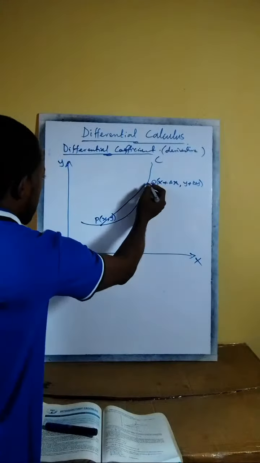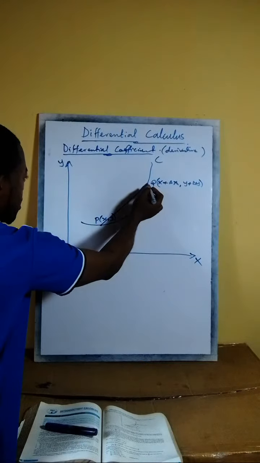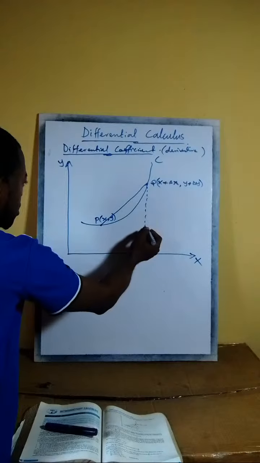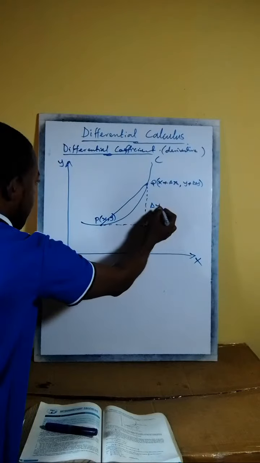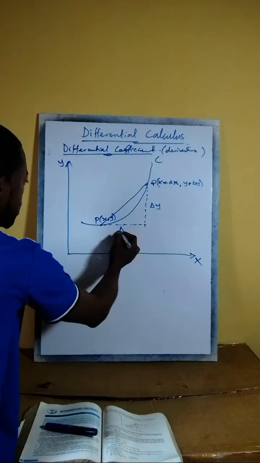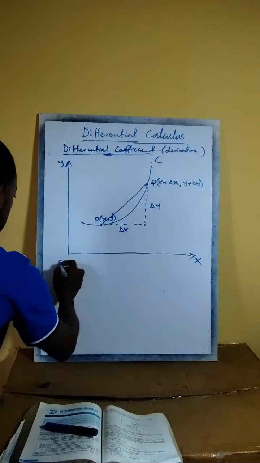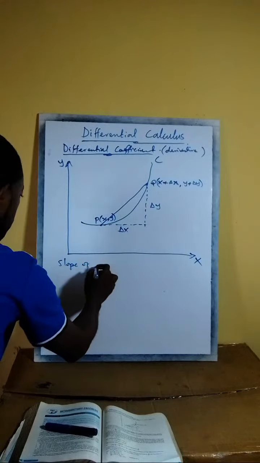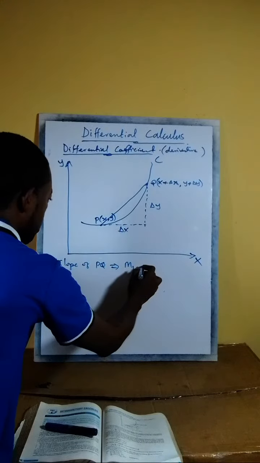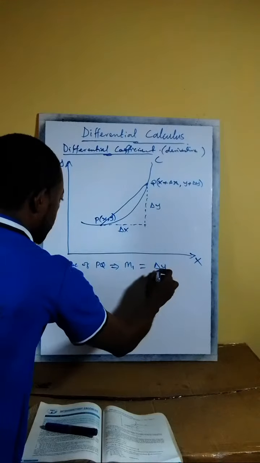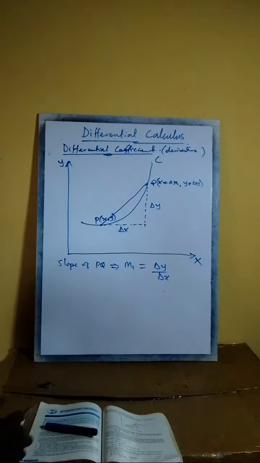Here we can get the slope of this line. The slope of this line is given as change in y, delta y, over change in x, delta x. So the slope of the line PQ, let's denote that as m1, is equal to delta y over delta x. So that is the slope of this line PQ.